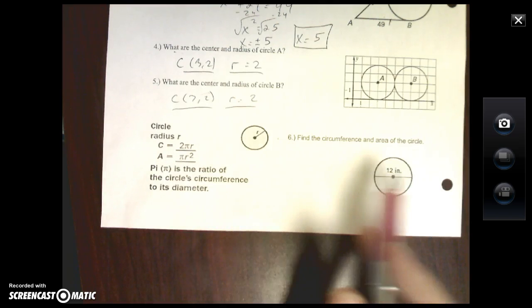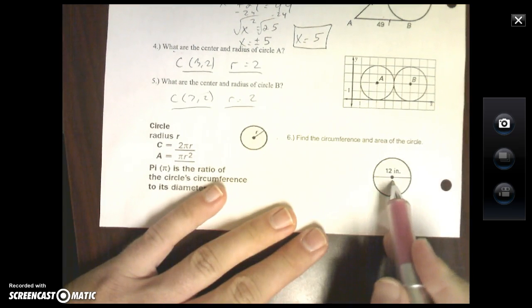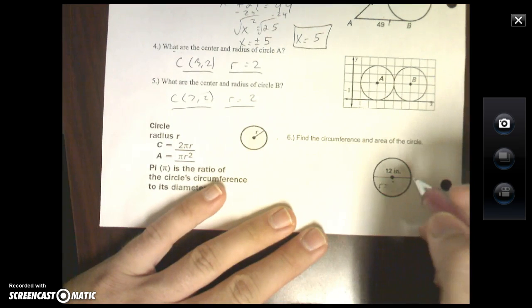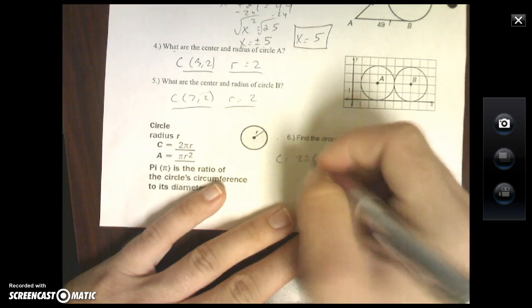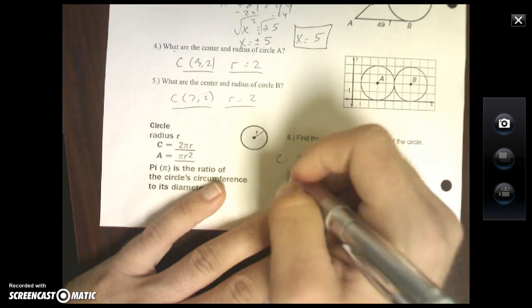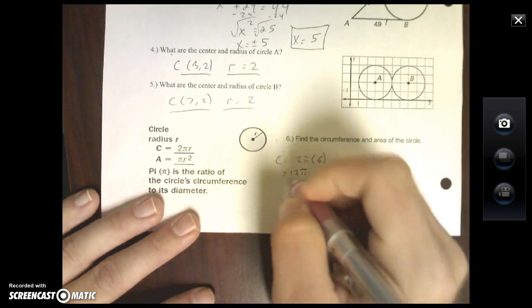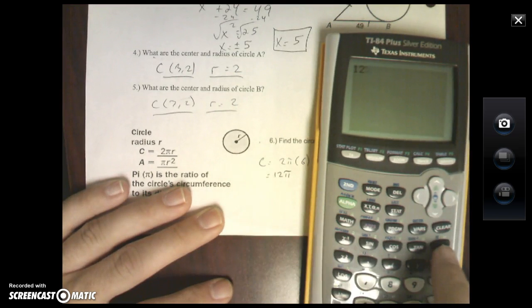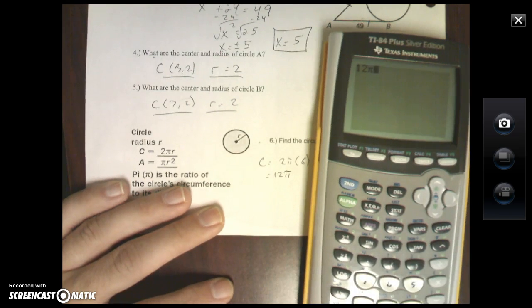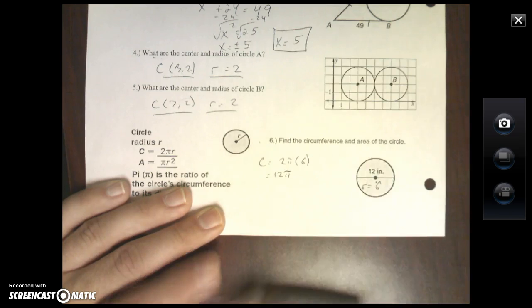So number 6 over here: find the circumference and area of a circle. I need the radius. This is the diameter. How in the world could I ever find the radius? Divide it by 2: 6. So my circumference is 2 times pi times my radius of 6, which would be 12 pi. What I would like you guys to do is use a calculator to help you calculate this. I can do 12 times pi. If I hit second and this exponent key, it gives me pi. 37.699 or 37.70.